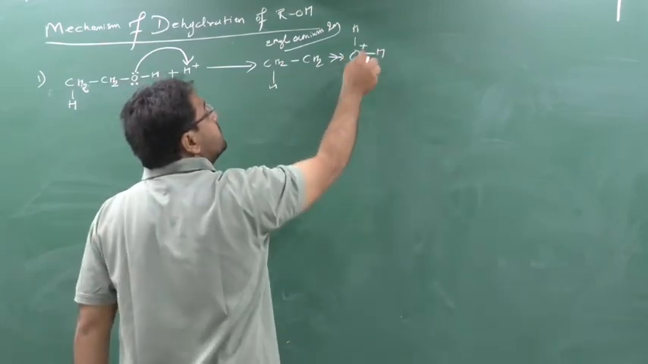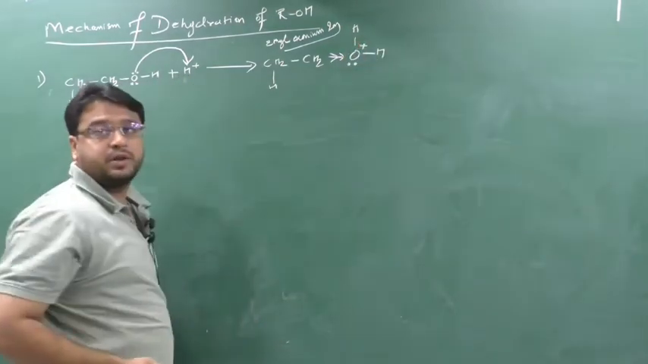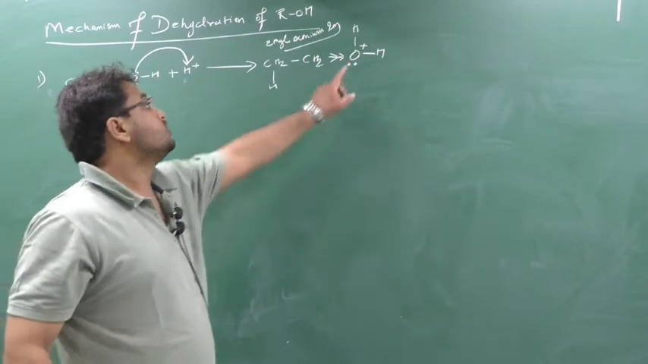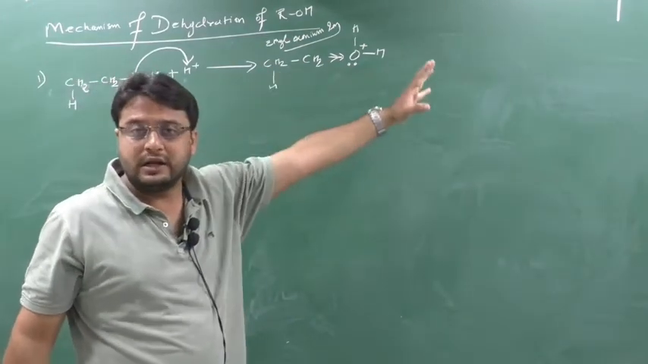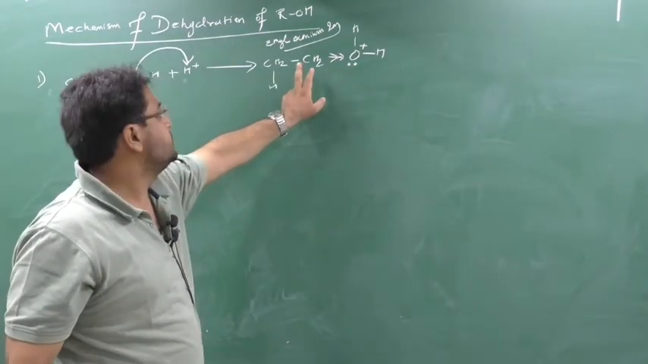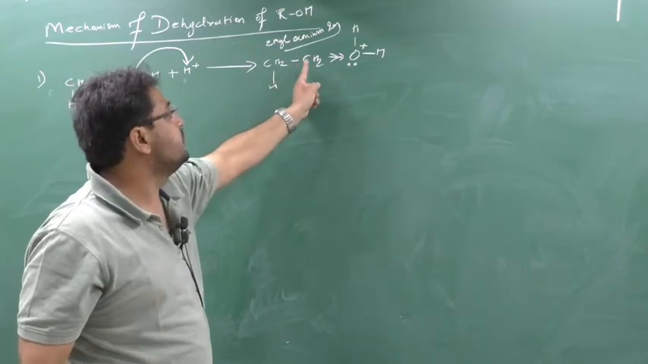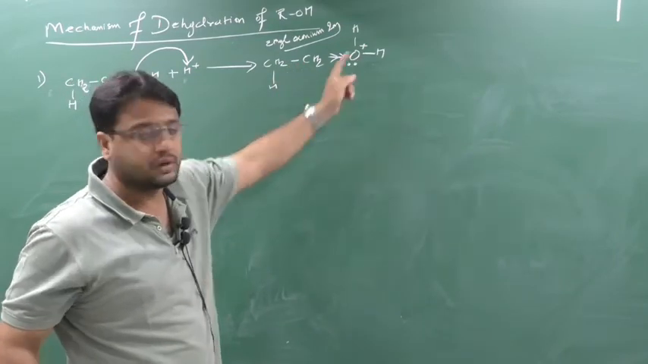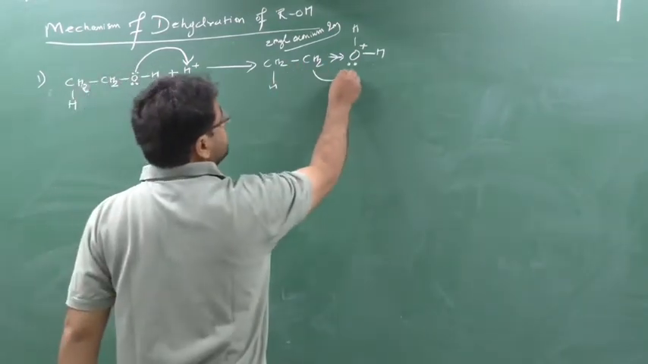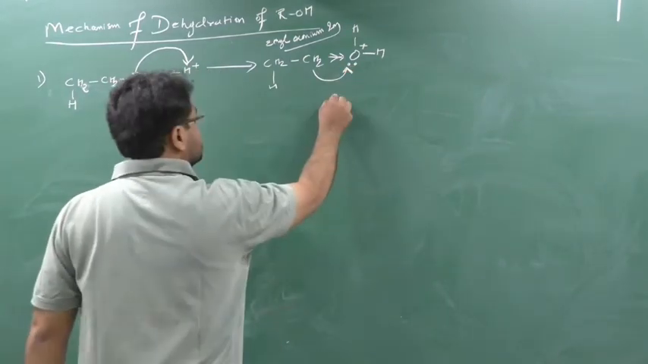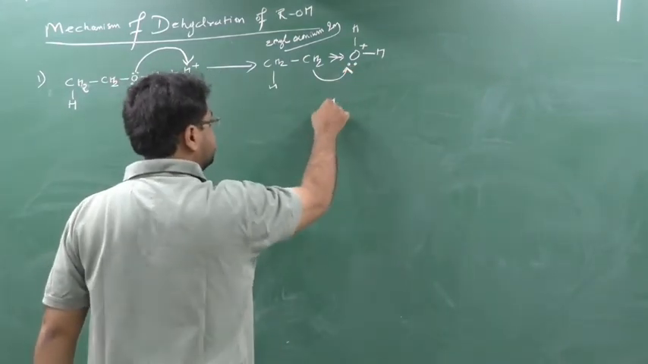This plus on this oxygen indicates what? That oxygen is in need of electron. So this oxygen will start to attract the electron from this nearing carbon. So this is the nearing carbon. So this CH2 will give its electron to this oxygen, and it will free this oxygen. So what will be generated? Now see here.